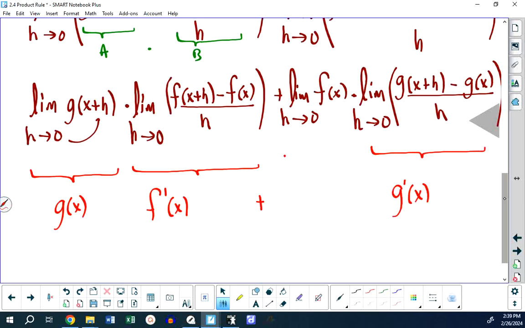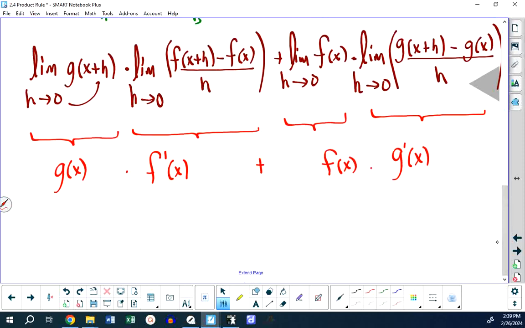How does this become f of x, which would complete the product rule? Well, since f of x doesn't depend on h, it doesn't matter what h is doing. It's almost as if f of x is a constant compared to h. So if I say as h approaches 0, what is x squared doing? It's x squared. In this case, it's f of x.